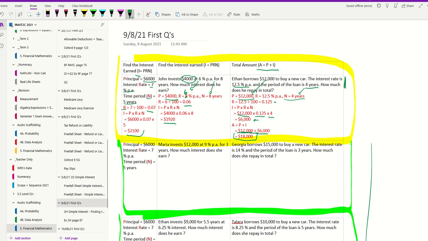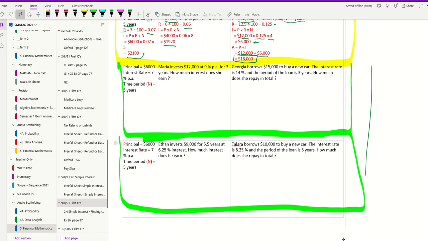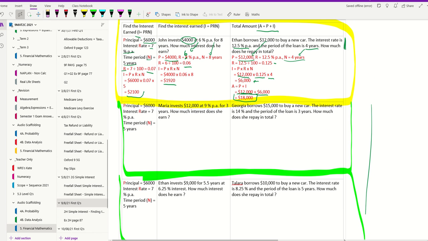Now have a go at these two questions. They are exactly the same, reading them out. This second one here for the audio scaffolding. Maria invests $12,000 at 9% per annum for 3 years. How much interest does she earn? This one here for audio scaffolding. Georgia borrows $15,000 to buy a new car. Interest rate is 14%. Period of the loan is 3 years. How much does she repay in total?